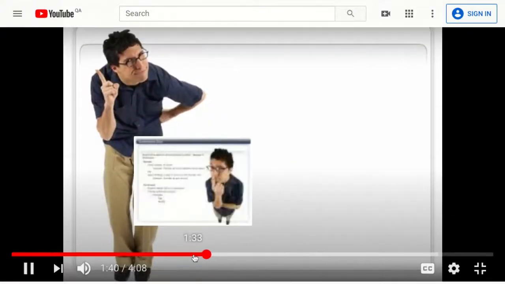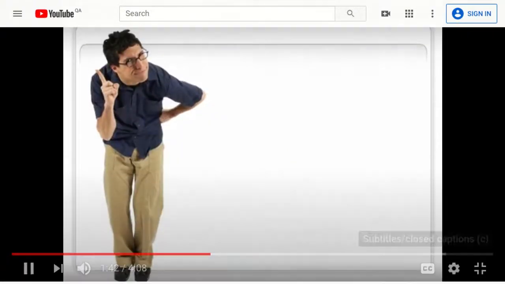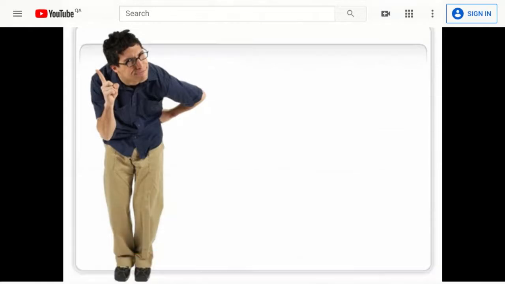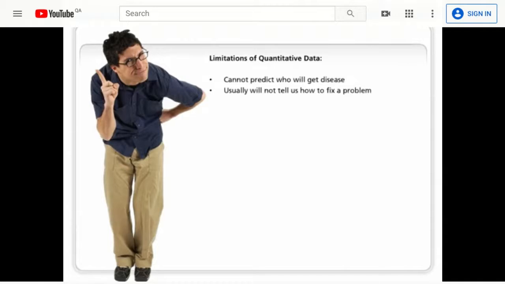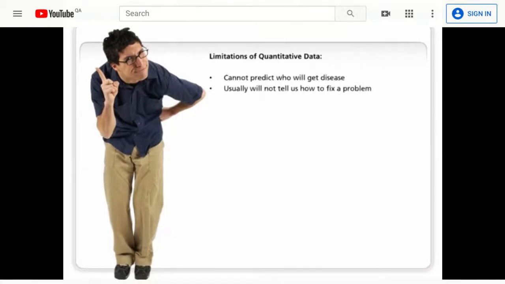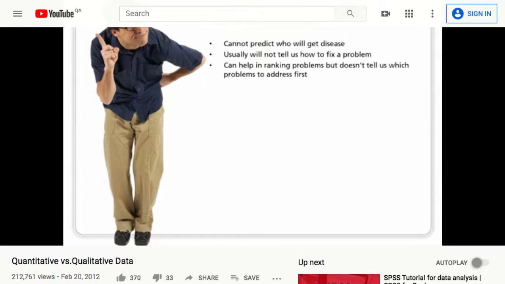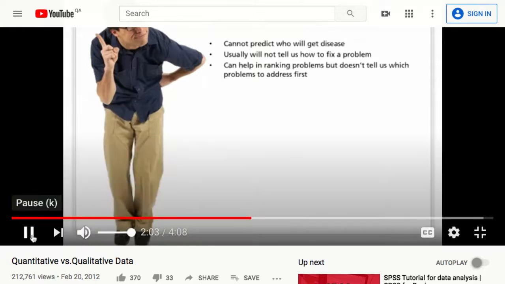Quantitative data is very valuable, and much of public health relies on it for decision-making and evaluation. However, it is not without limitations. It cannot predict who will get disease and who will not. Usually, it will not give a solution on how to fix a problem, only identify that there is one. It can help in ranking problems, like disease burden or risk factor prevalence, but doesn't tell. Sorry, I'm just going to stop there because it's very important.